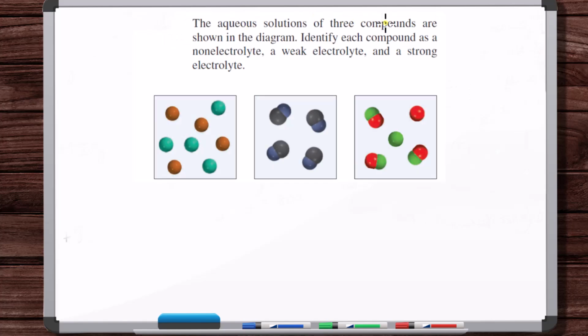The aqueous solutions of 3 compounds are shown in the diagram. Identify each compound as a non-electrolyte, a weak electrolyte, and a strong electrolyte. Okay, so the definition of a strong electrolyte is it dissociates completely. Every single molecule dissociates into ions. So here, we still have intact molecules. They're not dissociated. So it seems that they're suggesting that these are separated into ions completely. So this is, we'll say, the strong electrolyte.